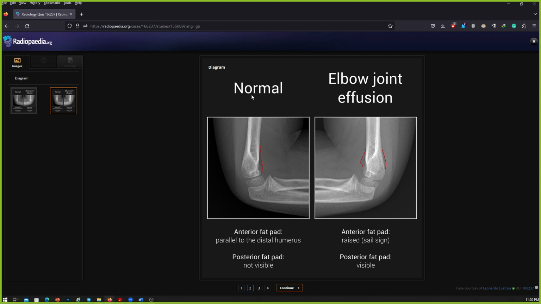So in case of a normal x-ray of the elbow, the lateral view, the anterior fat pad is only visible and the posterior fat pad will not be visible. It will be closely approximated to the distal or the lower humerus. However, when there is effusion, the effusion lifts up the anterior fat pad and it becomes a sail. It reminds us of the sail of a yacht or a boat. So the anterior fat pad is elevated, and then the posterior fat pad is also visible as a result of the effusion. So this you have to remember.